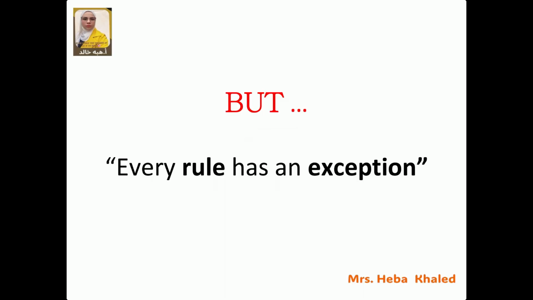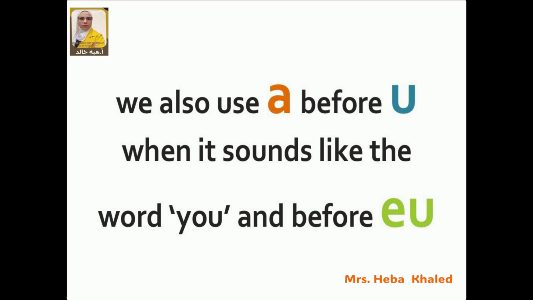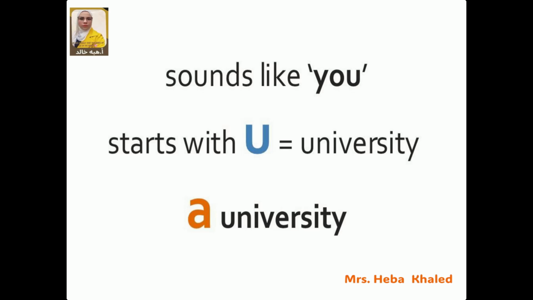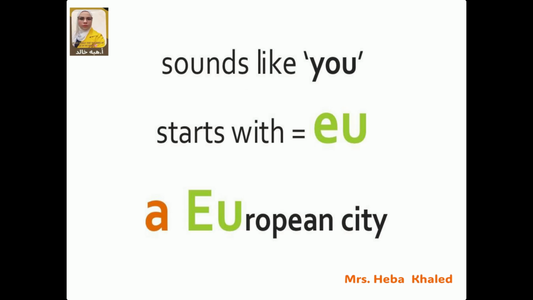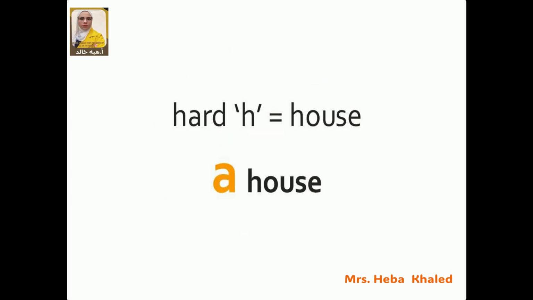But every rule has an exception. We also use a before the you sound, when the word sounds like you. What does this mean? Like a university. We say it you, it starts with the letter U, but we say a university. We don't say an university, even if it's difficult to pronounce. A European. It starts with E. E is a vowel, and we should say an. But here, this is an exception because we say it as you, a European city.